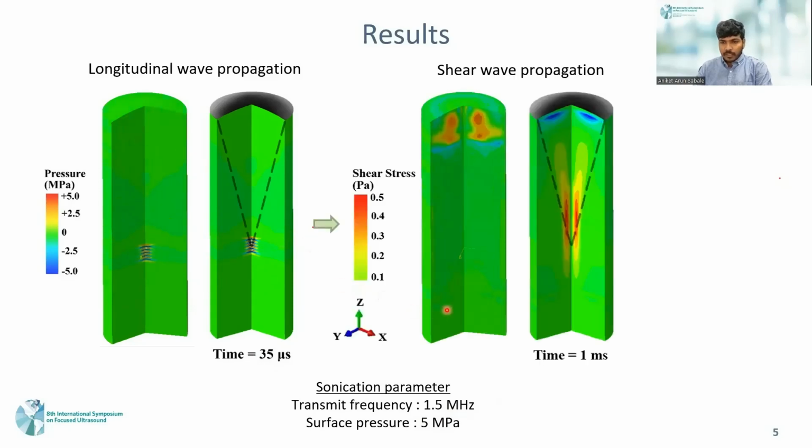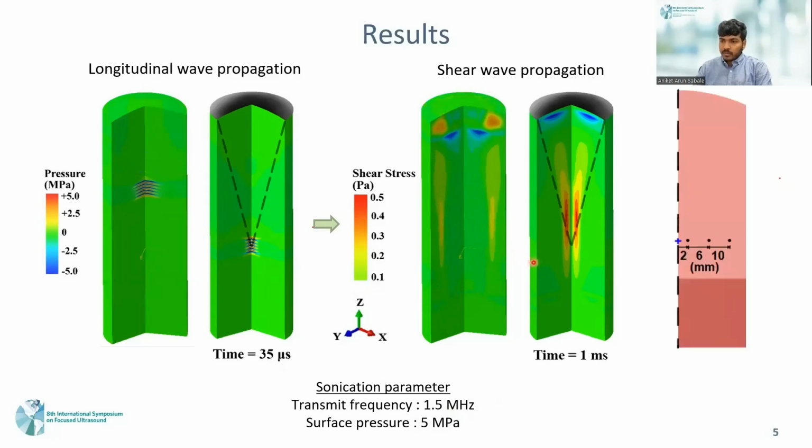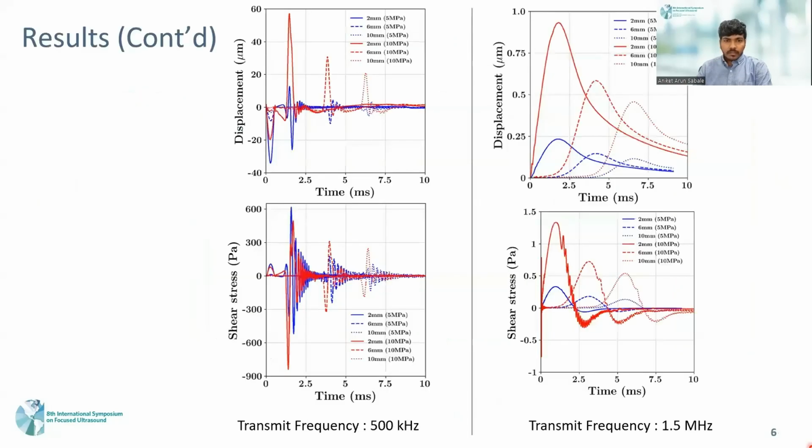After a duration of 1 millisecond, the shear wave can be observed propagating in a radially outward direction away from focus. Three node points at distances of 2, 6 and 10 mm were considered and measurements were made. It was observed that at node points, the magnitude of displacement at transmit frequency of 500 kHz was higher as compared to the 1.5 MHz case.